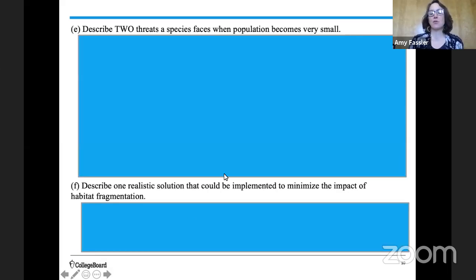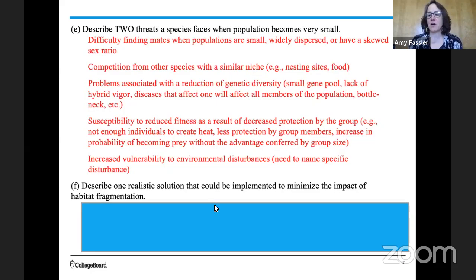Next, describe 2 threats that a species faces when its population becomes very small. So let's take a step back and think about this. In other words, if I'm a wildlife biologist and I see that the number of kittens that are surviving keeps shrinking and shrinking, and my population's getting smaller, what are some threats? What is going to be a challenge to that population if its numbers become very small?